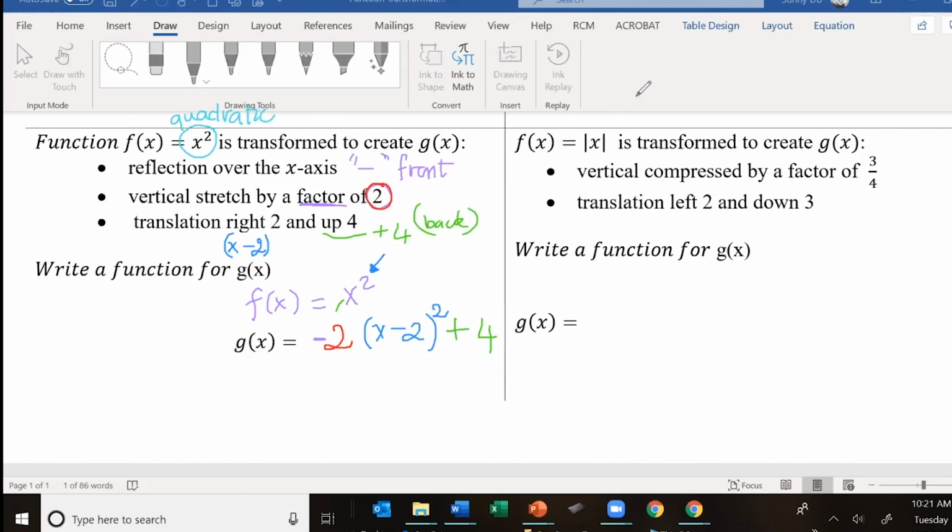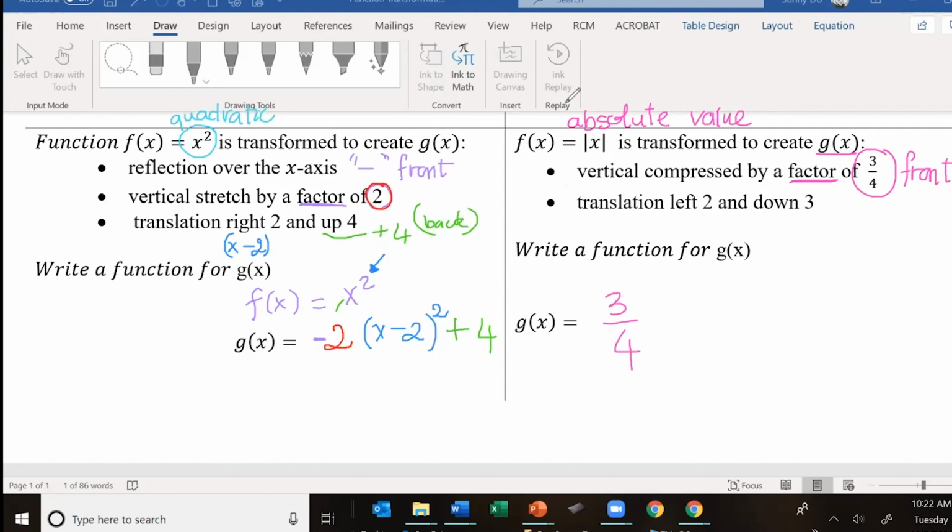Next, we take a look at the right side. f of x equals the absolute value of x. Remember the name of this one, absolute value function, okay? It's being transformed to create the new function, g of x. So g of x has a vertical compression by a factor of 3/4. Again, when we see the word factor, that's a number in the front, okay? That's a leading coefficient right there. So we're going to have 3/4.